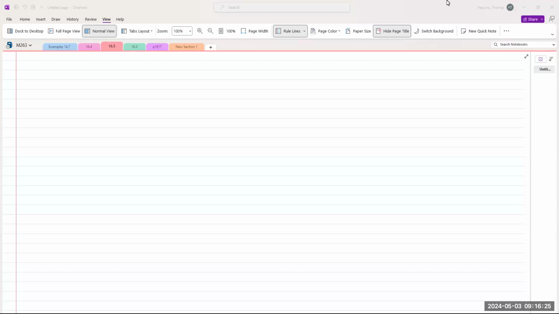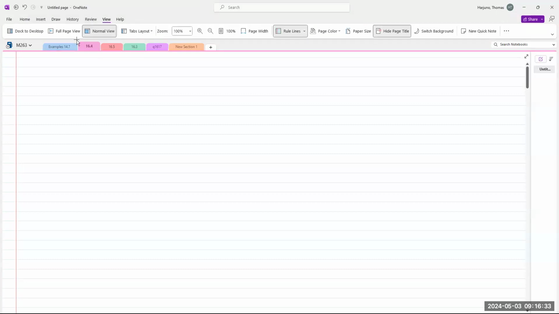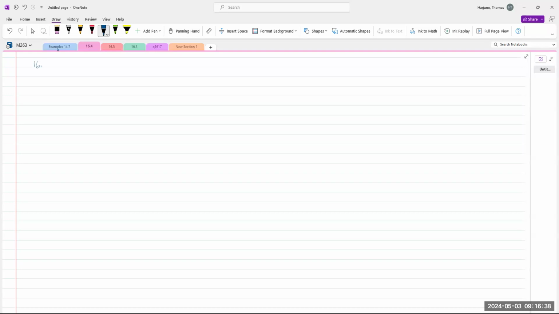Hello all. Today we will work on section 16.4 and if possible 16.5. What is 16.4 about? Section 16.4 is on Green's theorem.